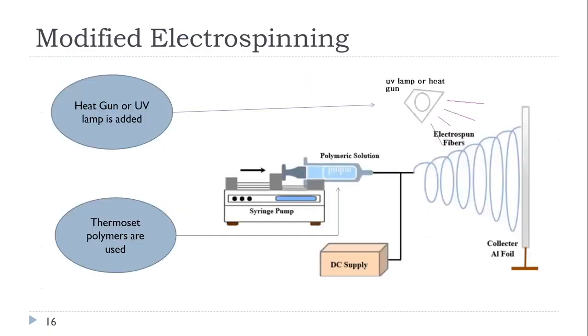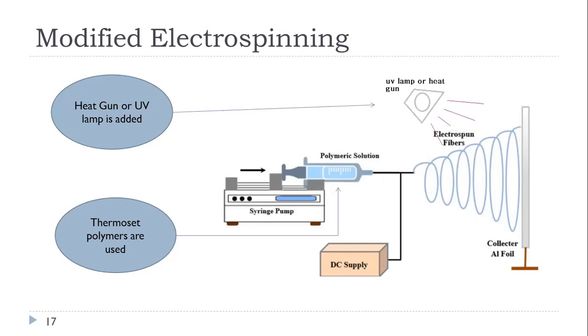So for this reason, I am suggesting a modified electrospinning machine where we put a UV lamp or heat gun. This is to cure the polymer. And in the polymeric solution, we use a thermoset polymer. Mainly when you say thermoset polymer, you have to use a resin and its hardener. The resin is the polymer, the hardener is the chemical substance that cross-links the polymer. It requires either heat or ultraviolet, or it can be done chemically.